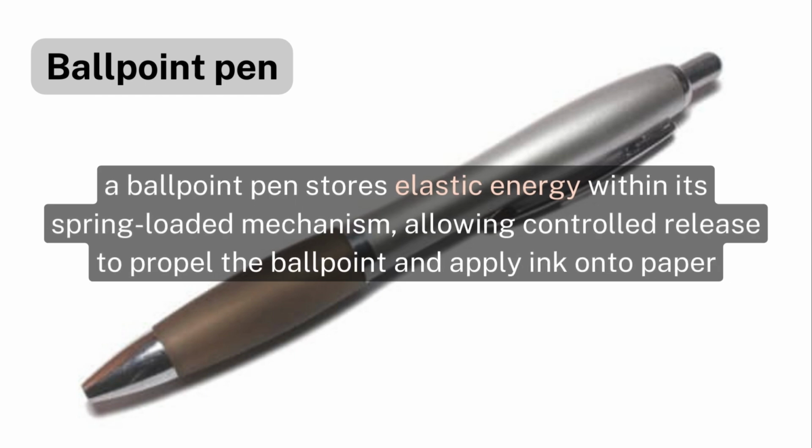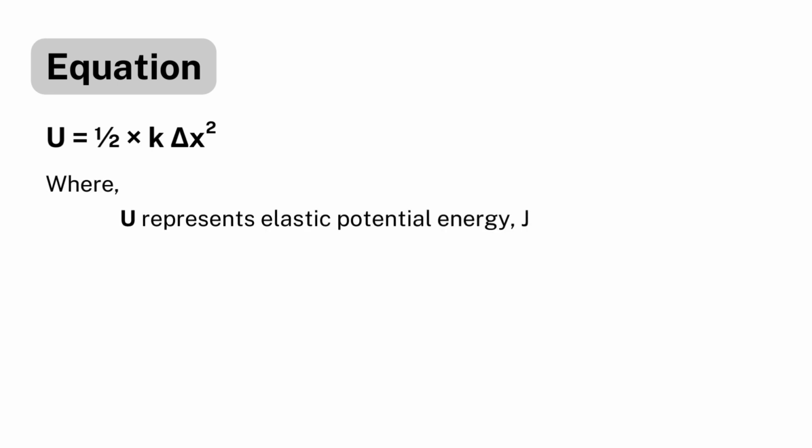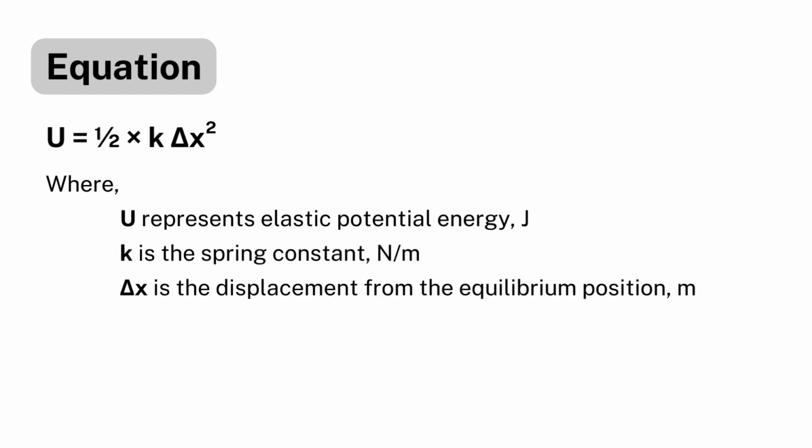So, we've seen examples of elastic energy. Now let's check out the equation and solve one or two related practice problems. The elastic energy equation is commonly expressed as U equals half times K delta x squared, where U represents elastic potential energy, K is the spring constant, and delta x is the displacement from the equilibrium position. This equation helps calculate elastic potential energy in a system based on the spring constant and displacement from the equilibrium position.